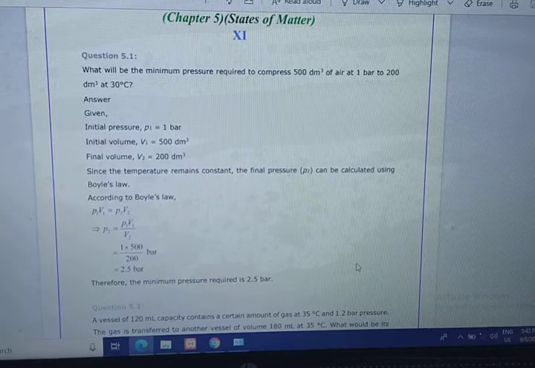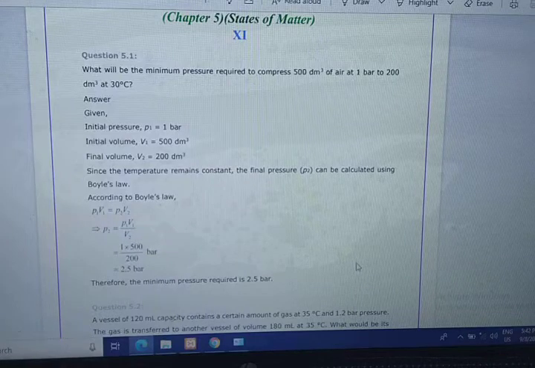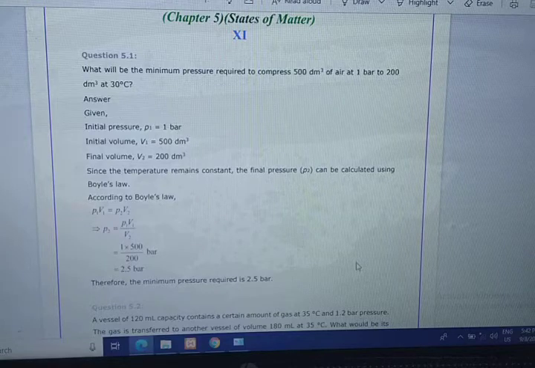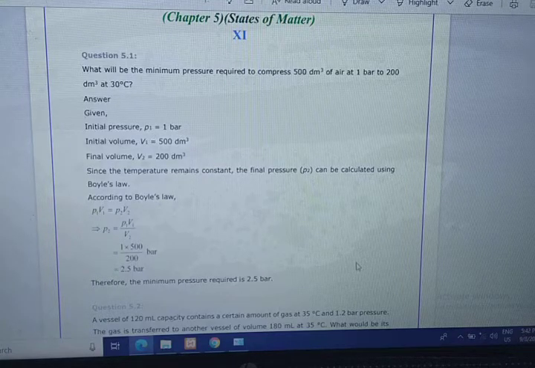Today we are going to discuss the NCERT solutions of Class 11, Chapter 5, States of Matter. You can see the first question: what will be the minimum pressure required to compress 500 dm³ of air at 1 bar to 200 dm³ at 30 degrees Celsius? First of all, we have to write what is given. P1 = 1 bar, V1 = 500 dm³, V2 = 200 dm³.